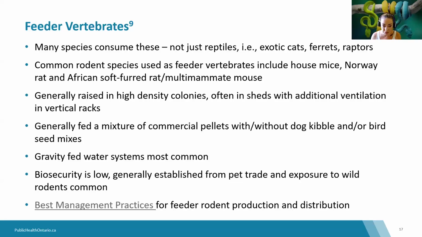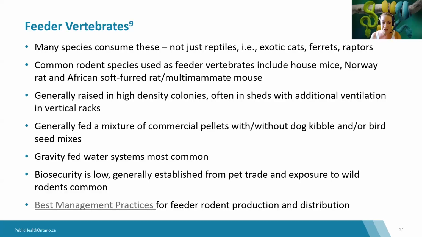So common rodent species used as feeder vertebrates, there's quite a few. In Ontario, it's often the house mouse, which is the basis for the laboratory mouse. The Norway rat, right, the brown rat. We don't see a lot of breeding of black rats, but they are out there once in a while. And then very popular right now is the African soft-furred rat, which is also called the multimammate mouse. It's an African rodent that's not quite a rat, not quite a mouse, but kind of looks like a rat.